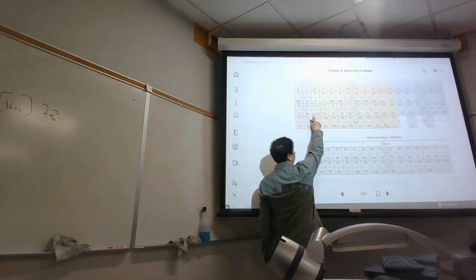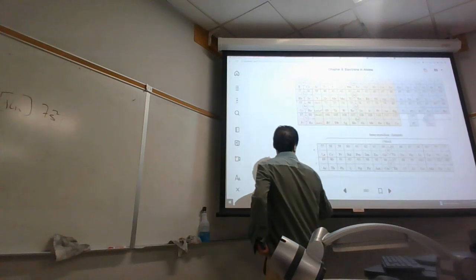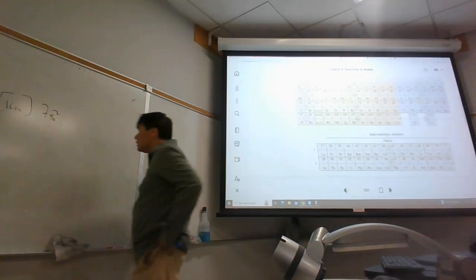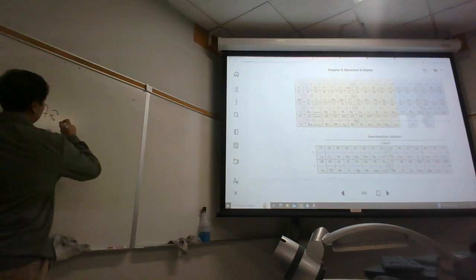This is an empty box. It says lanthanum to lutetium. Actually here, actinium to lawrencium. So it's going to be 7s2, and then it's going to go 6d1.